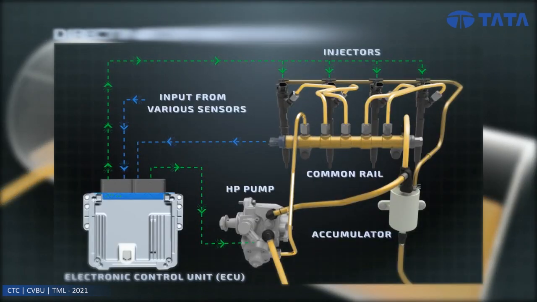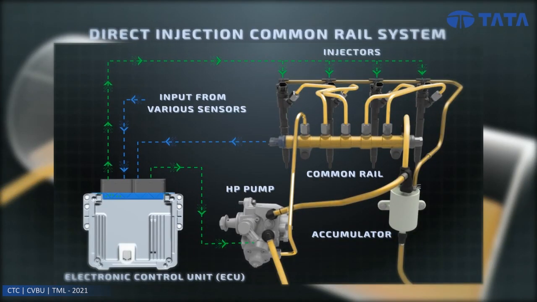The entire direct injection common rail system is controlled by the electronic control unit, based on the inputs received from different sensors.